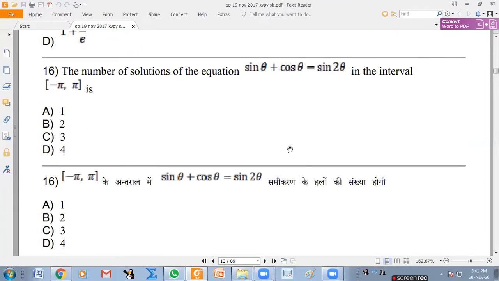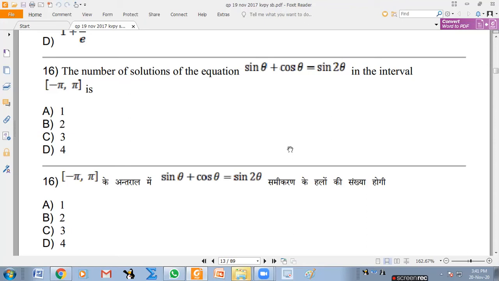Okay, sixth, I think now one or two questions are quite fairly simple. Okay, 16, they're asking how many solutions are there between minus pi to pi for sine theta plus cos theta equal to sine 2 theta.